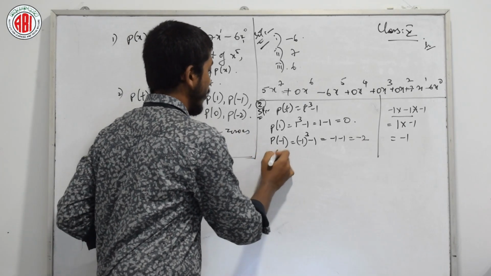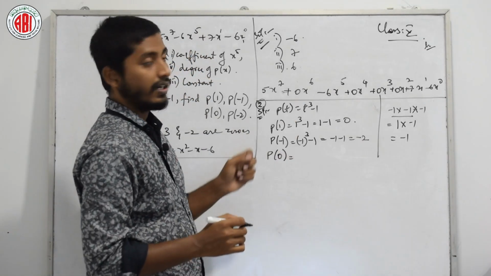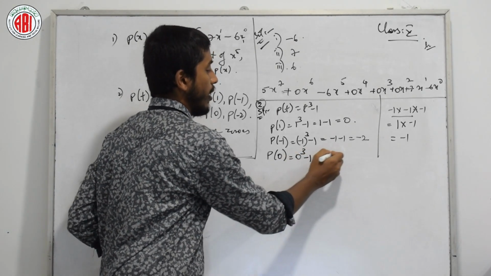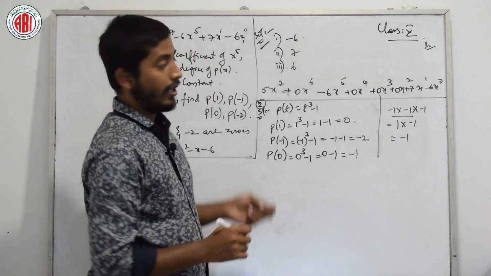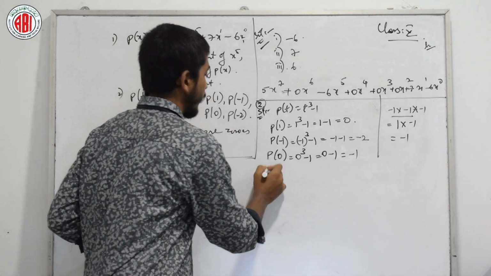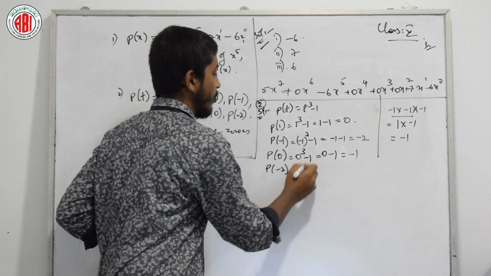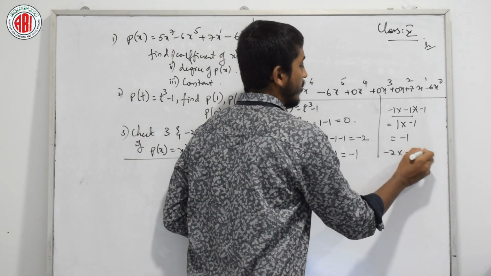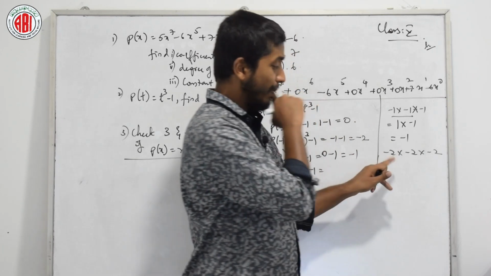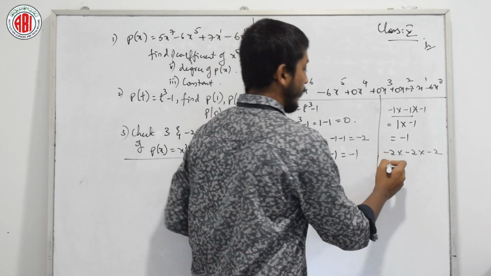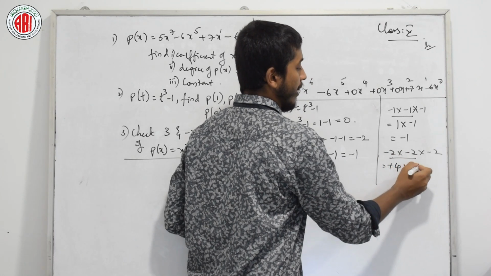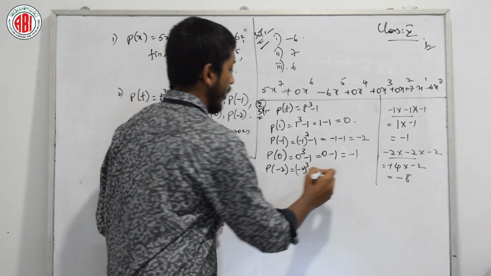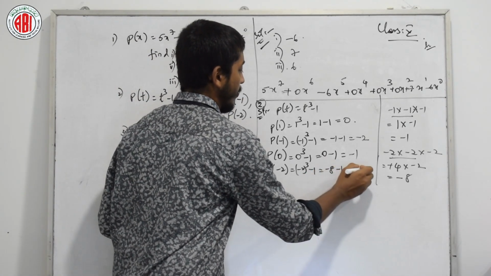The third is p of 0. Now we have to substitute 0 in place of t. 0 cube minus 1, that is 0 cube is 0, here it is minus 1, it becomes minus 1. The fourth term is p of minus 2, that is minus 2 whole cube minus 1. What is minus 2 whole cube? That is minus 2 into minus 2 into minus 2, which is minus into minus plus 2 into 2, 4 into minus 2. Here again plus into minus, minus 4 twos are 8. Okay, here it is minus 8 minus 1, that is equal to minus 9.